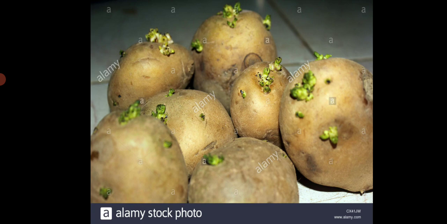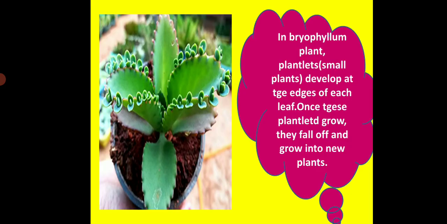So, some plants reproduce from stems. Then we will see about reproduction from leaves. Some plants have the ability to grow into new plants through their leaves.